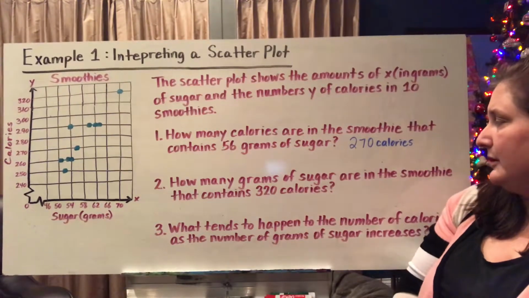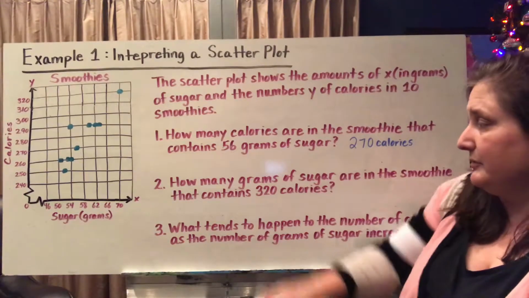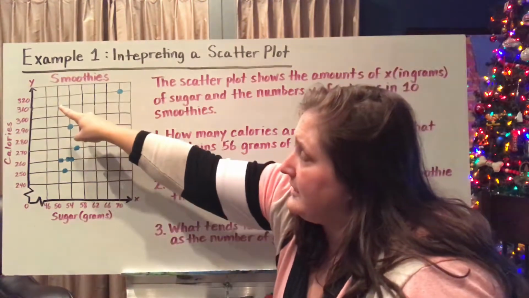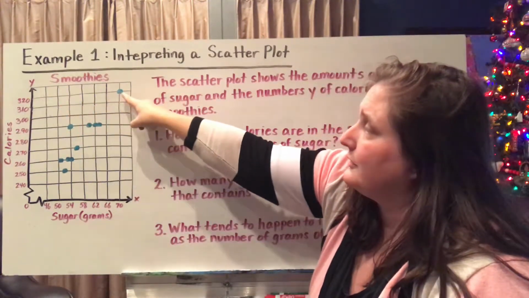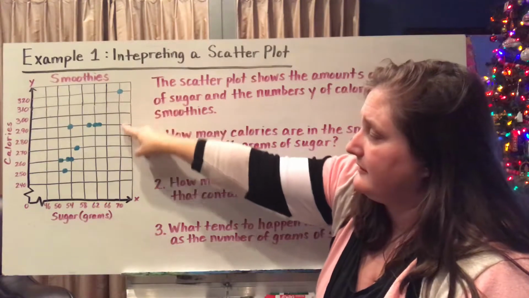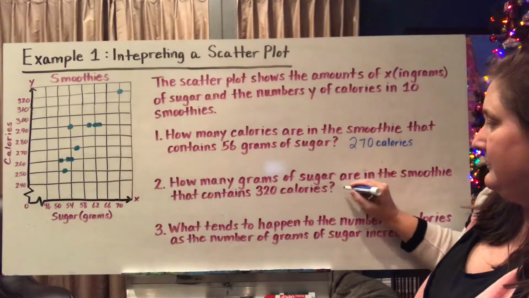Here they're asking how many grams of sugar are in the smoothie with 320 calories. Well, since calories are on the y-axis, I would find where 320 is all the way at the top, follow it over. I only have one data point, one smoothie with 320 calories, and it has 70 grams of sugar in it.